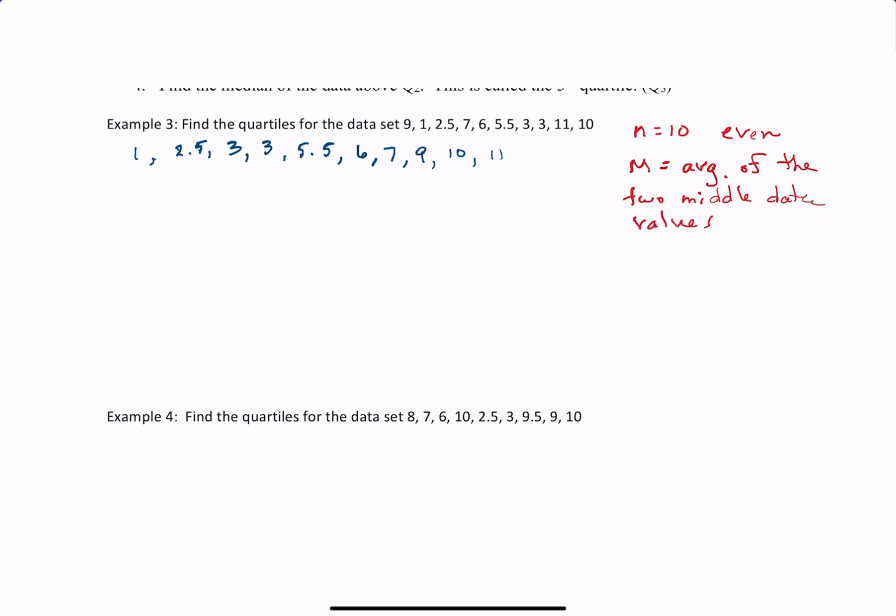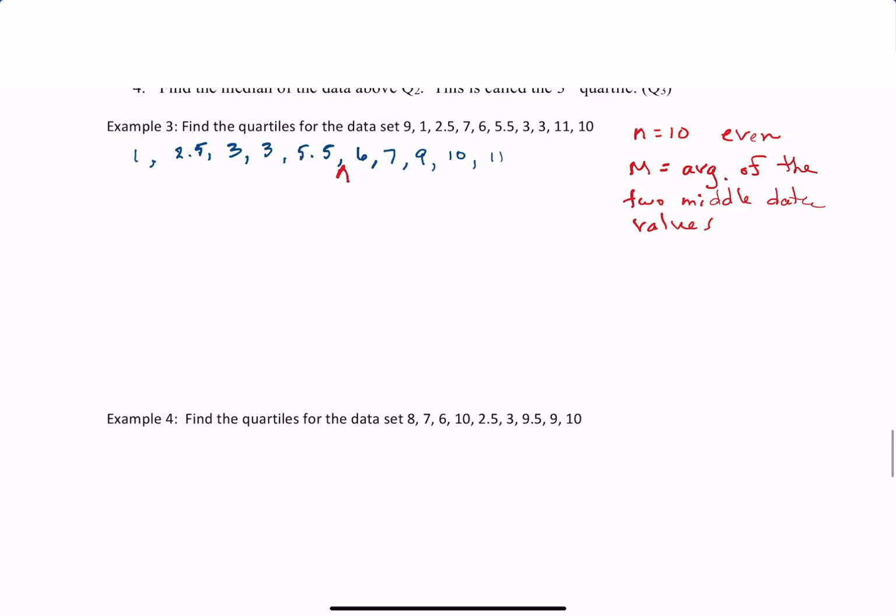So let's see, where's that? 1, 2, 3, 4, 5. 5.5 is the fifth one, so the median is going to be in there, and that's going to be the average of 5.5 and 6, which will work out to be 5.75. And if you're handy with decimals, you might just have realized that that would have to be 5.75 to be halfway between 5.5 and 6 without even doing the computation. So that's our second quartile.